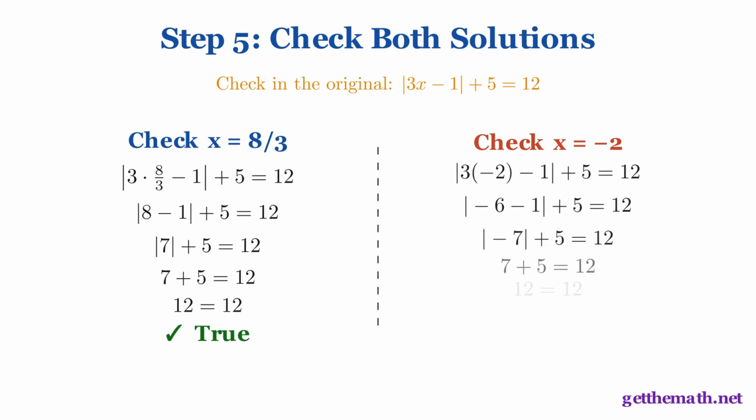Check x equals negative 2. 3 times negative 2 equals negative 6. Negative 6 minus 1 is negative 7. The absolute value of negative 7 is 7. 7 plus 5 equals 12. 12 equals 12. True. This solution also works.